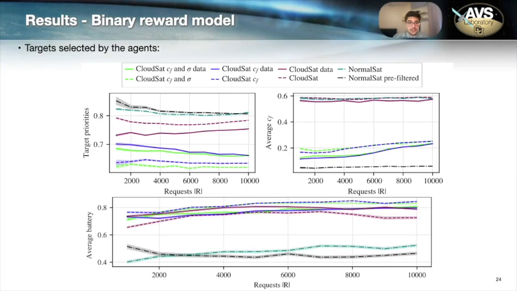But something that's interesting here is that the normal set has worse resource management. It has the lowest average battery levels across all test cases, compared to all other agents. So although they have similar performance to Cloud Set, normal set has worse resource management. And in the paper, we go into more details about why this happens and why the cloud set ends up having a policy that's better suited for environments with clouds.